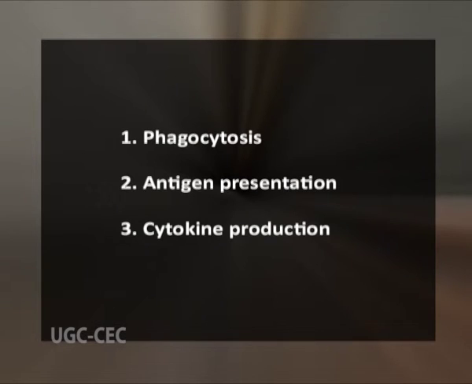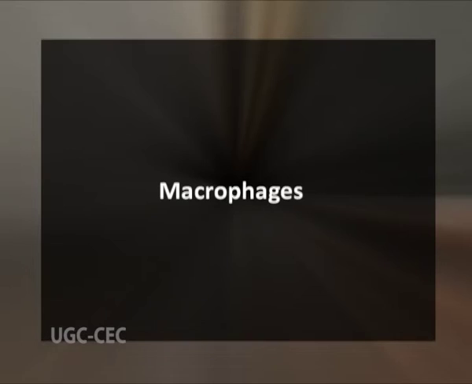Monocytes and their macrophage and dendritic cell progeny serve 3 main functions in the immune system. These are phagocytosis, antigen presentation, and cytokine production. Now at last, let's try to learn about macrophages.